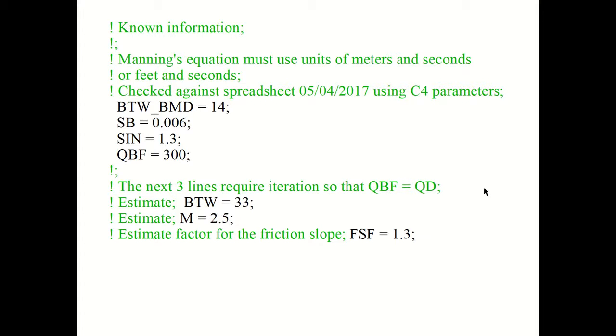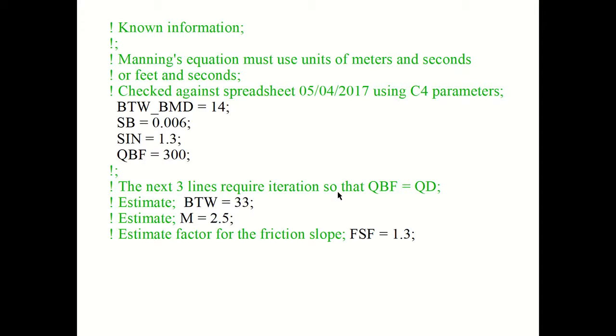What you're given here, or you will select as design parameters, is the bankful top width underscore bankful mean depth. This is characteristic of the C4 channel, and as you recall, it was anywhere from 10 to 15. So I'm going to select the design parameter of 14. This is given, determined from the survey, the average water surface slope. Sinuosity of 1.3 would be within the design parameters of the C4 channel. And the bankful flow rate was 300. That would have been determined from the hydrologic analysis.